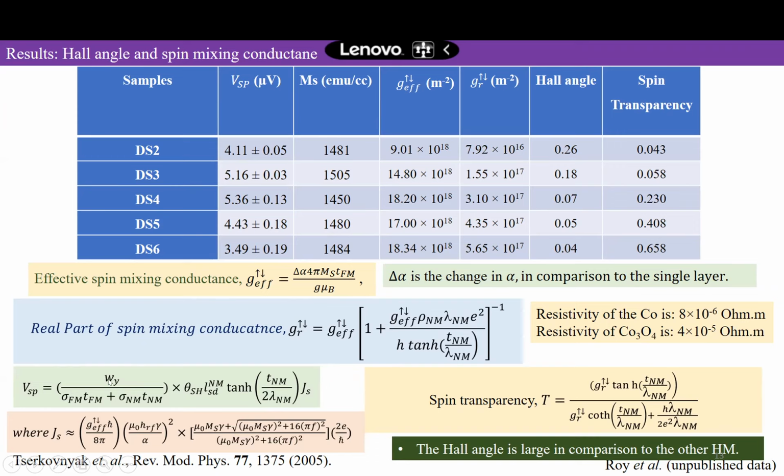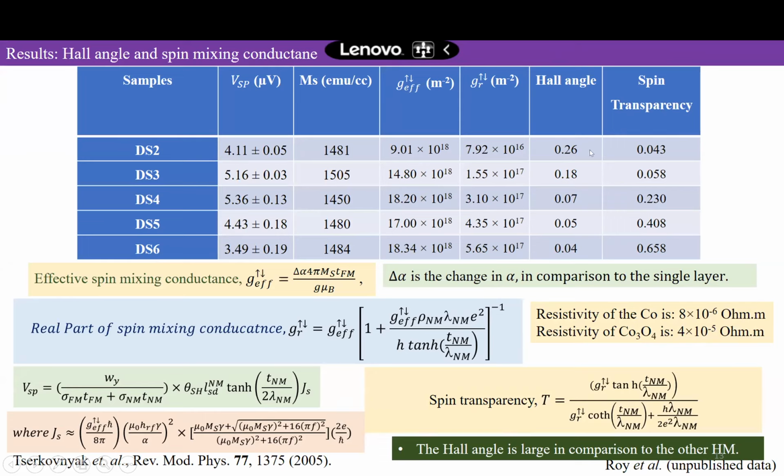Now we know the VSP for a sample, and we also know the conductivity of the ferromagnetic layer, sigma FM, and the conductivity of the non-magnetic layer, sigma NM, as well as the thickness. Wy is the line width of my coplanar waveguide, and LSD is the spin diffusion length of Co3O4. From there we can calculate the spin Hall angle theta SH, which is 0.26 for the sample DS2, where the Co3O4 thickness is 1.25 nanometer.